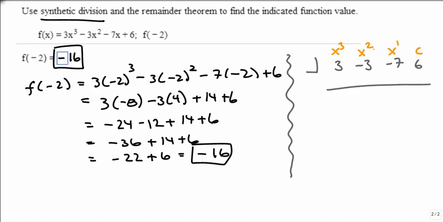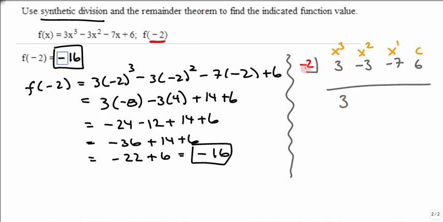Now the question is, what's going to go out here? Well, when I'm talking about f of -2, that's not the same as the problems we were working up above. Up above we were given a factor such as x plus 2, and then we put a -2 here, or x minus 7, and then we put a positive 7 here. So we need to figure out what we're going to put here. As it turns out, we can just go ahead and use this value of a -2 here. So let's just go ahead and put our -2 here.